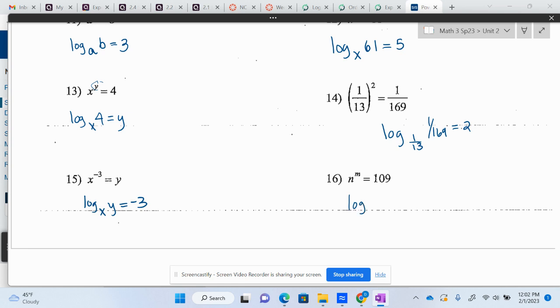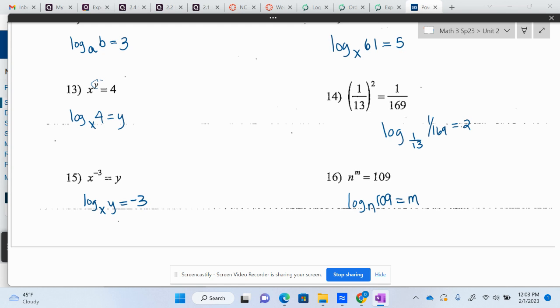We're doing number 16. So log base, what's the base? What's the term being raised to a power? M is the power. So log base n of the answer. What's your solution? Is the exponent. Okay. All right. Do y'all feel okay with that?